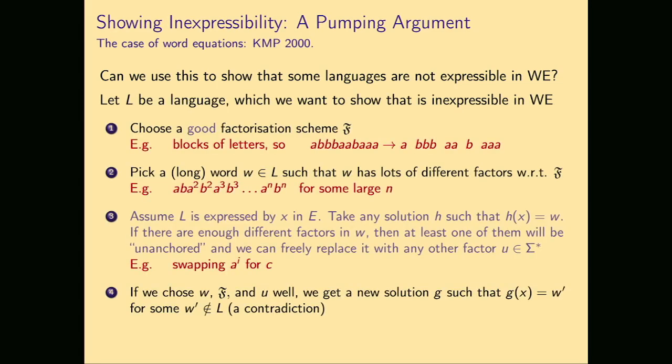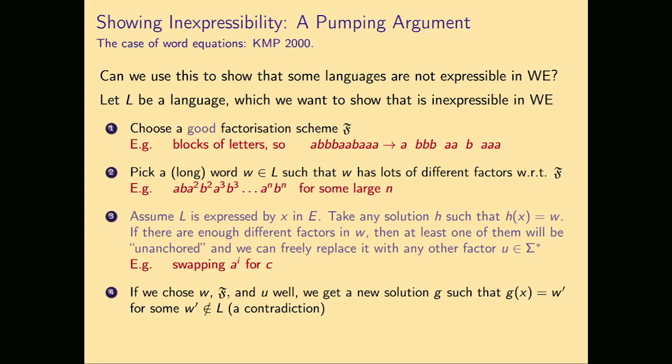And the idea is a bit complicated, but it resembles a bit this general pumping lemma that we use for regular languages, for instance. You want to show that a language is not expressible. You assume, for the sake of a contradiction, that it is expressible. Then you choose some good factorization scheme for this language. For instance, separating a word into blocks of letters, so just grouping together the same letters, something that always works.